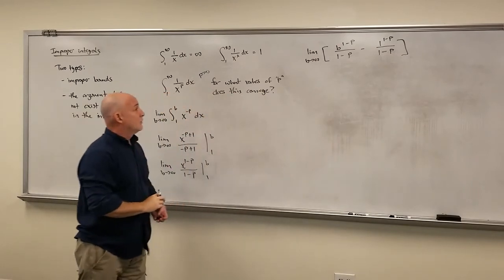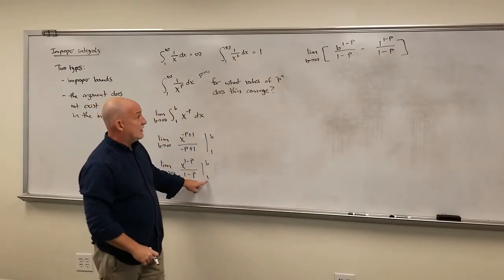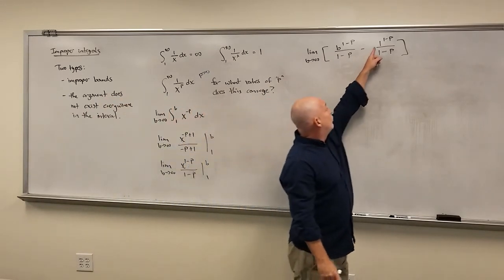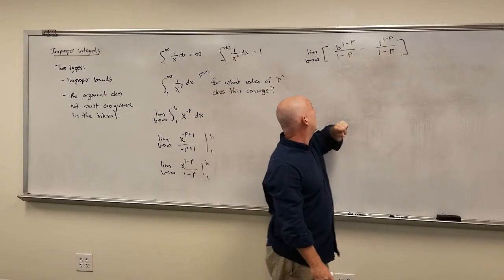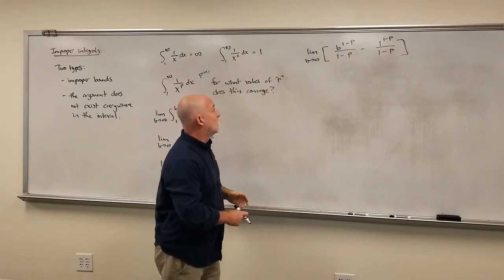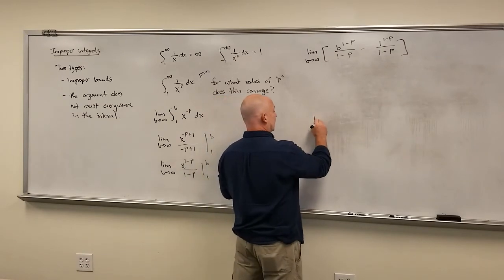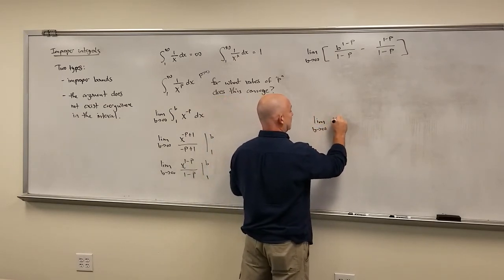All right, now remember this number 1 here that I plugged in there is the exact number 1. So in this case, 1 to any power is actually going to be 1. So that actually is going to simplify nicely. But what happens to this expression here? I'm really looking at the limit as b goes to infinity of b to the 1 minus p.